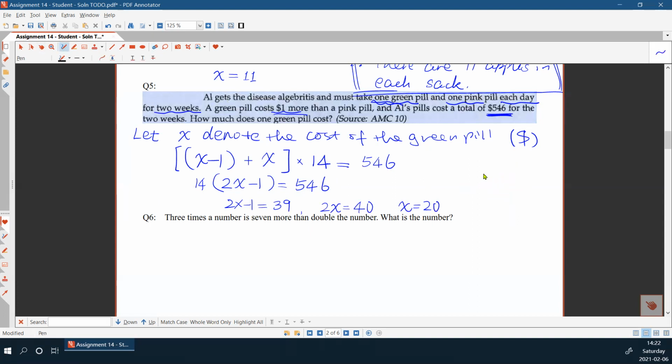So we can make the conclusion that the green pill costs $20 each. Okay, this is a complete solution for this problem.